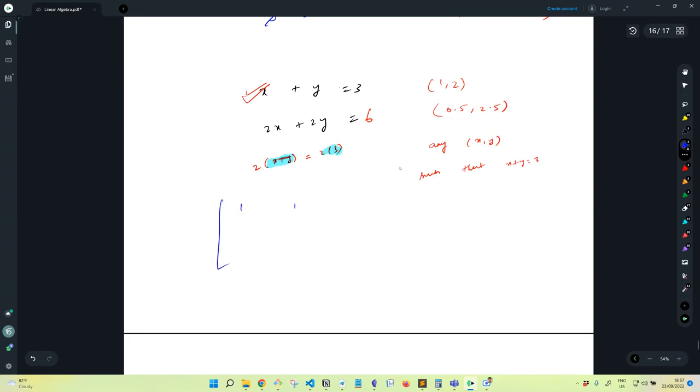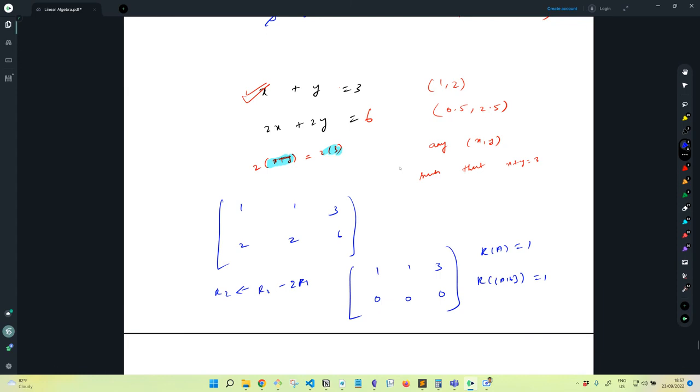Let us see what will happen to the RREF format of this. The augmented matrix will be 1 1 3, 2 2 6. What operation do you do? You will do R2 equals R2 minus 2 times R1. When you do that, you will get 1 1 3, 0 0 0, right? From this you see that R of A is 1 and R of A comma B equals 1. Because you encountered a row that is all zeros, a unique solution is ruled out. And since R of A equals R of A comma B, you have infinitely many solutions.